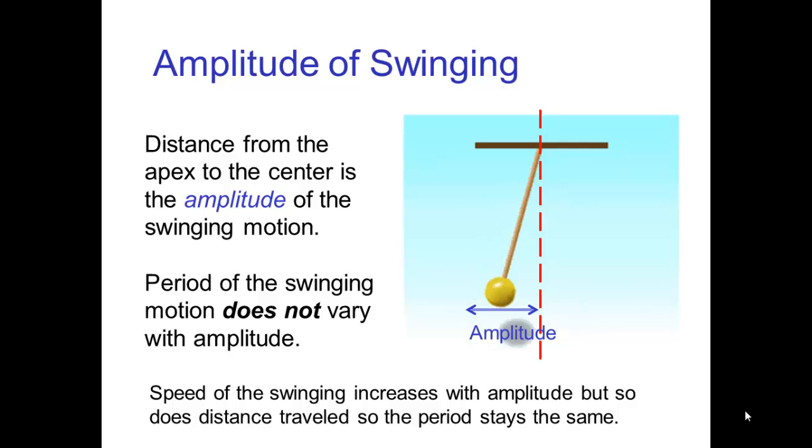In swinging motion, the distance from the apex to the center is called the amplitude. Surprisingly, the period of the swinging motion does not depend on the amplitude. It's true that the speed of the swinging motion increases with amplitude, but so does the distance for each swing. The result is that the period is the same for small and large amplitudes.